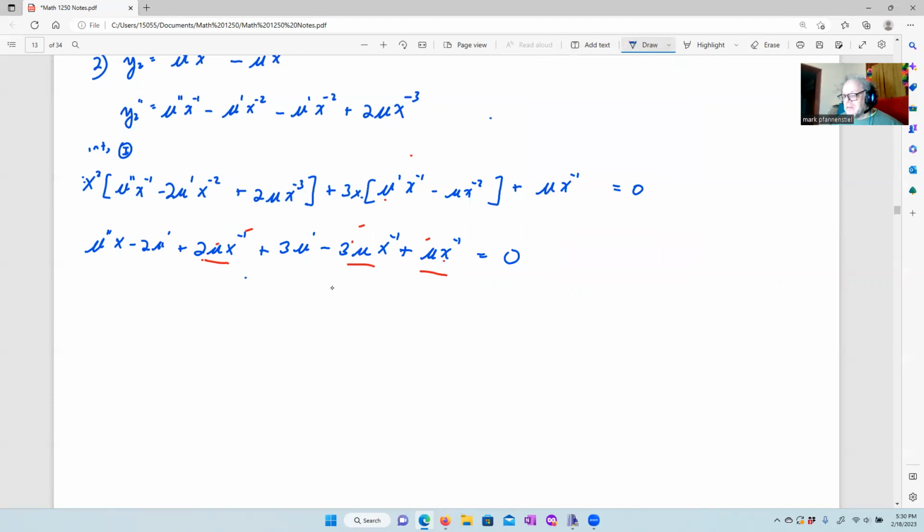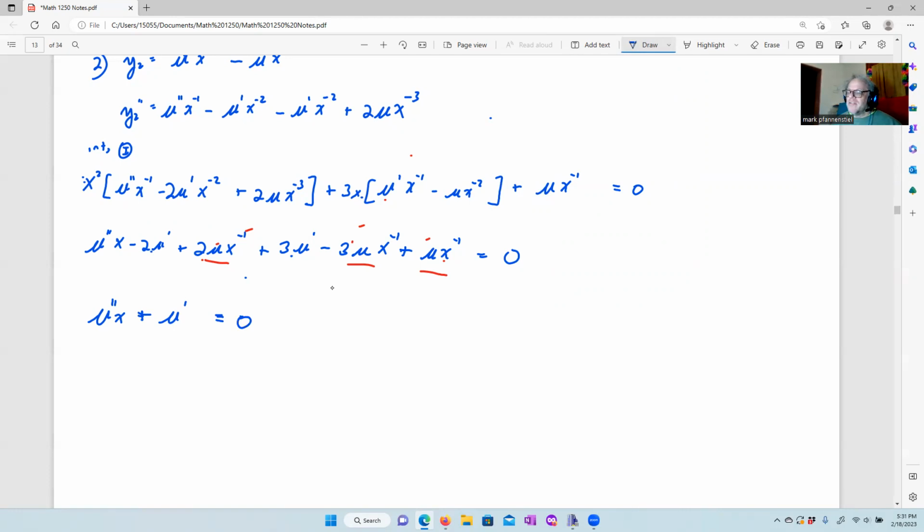Okay, so what are we left with? We have u double prime x, that's this piece here, minus, we've got negative 2 of these, plus 3 of these. So it's going to be plus u tick, right? And then all of this other stuff cancels. It's always going to happen. Okay, and this is equal to 0.